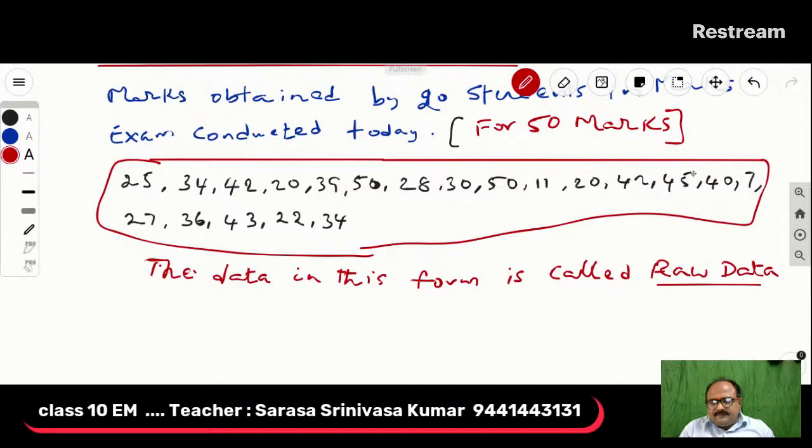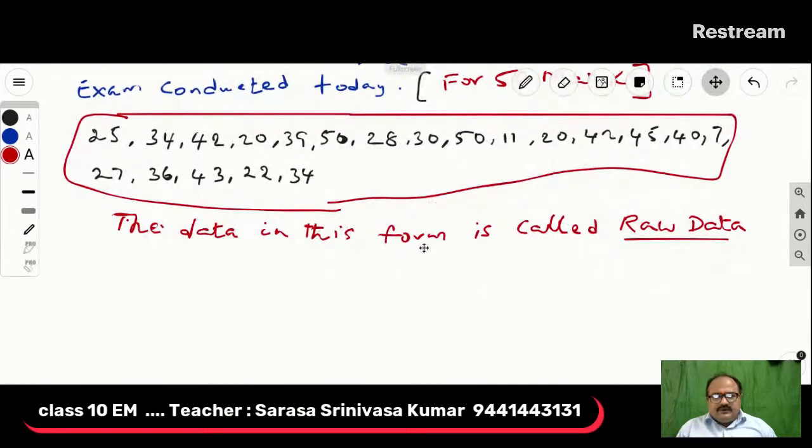So what do you mean by raw data? Here all the facts are given without any change, without any rearrangement. According to the marks obtained by the students, I have given the actual information, and there is no rearrangement of the data.